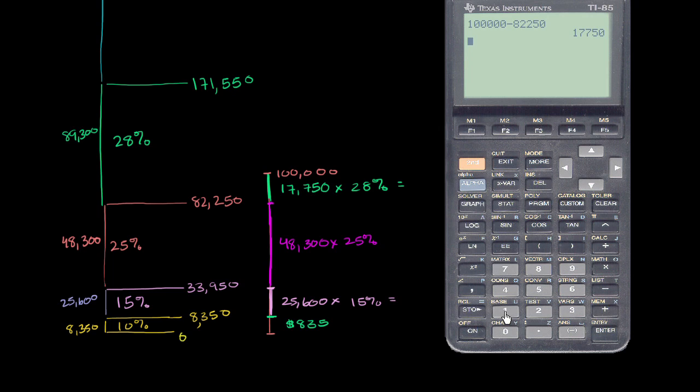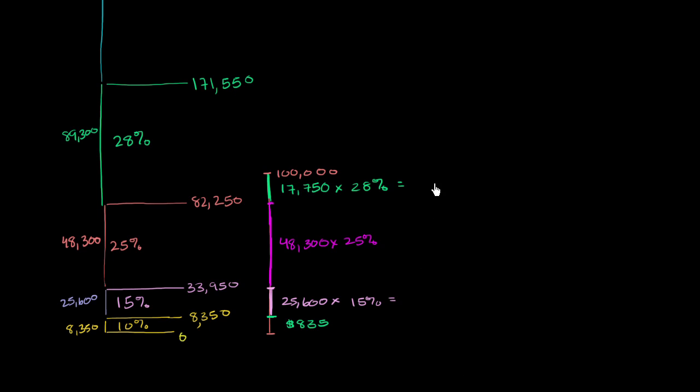So let's do it all at once. $17,750 times 28%, so I'll say that is 0.28, plus $48,300 times 25%, 0.25, plus $25,600 times 15%, 0.15, finally plus $835. I'm going to pay $21,720. So the sum of all of these, in total, I'm going to pay $21,720.